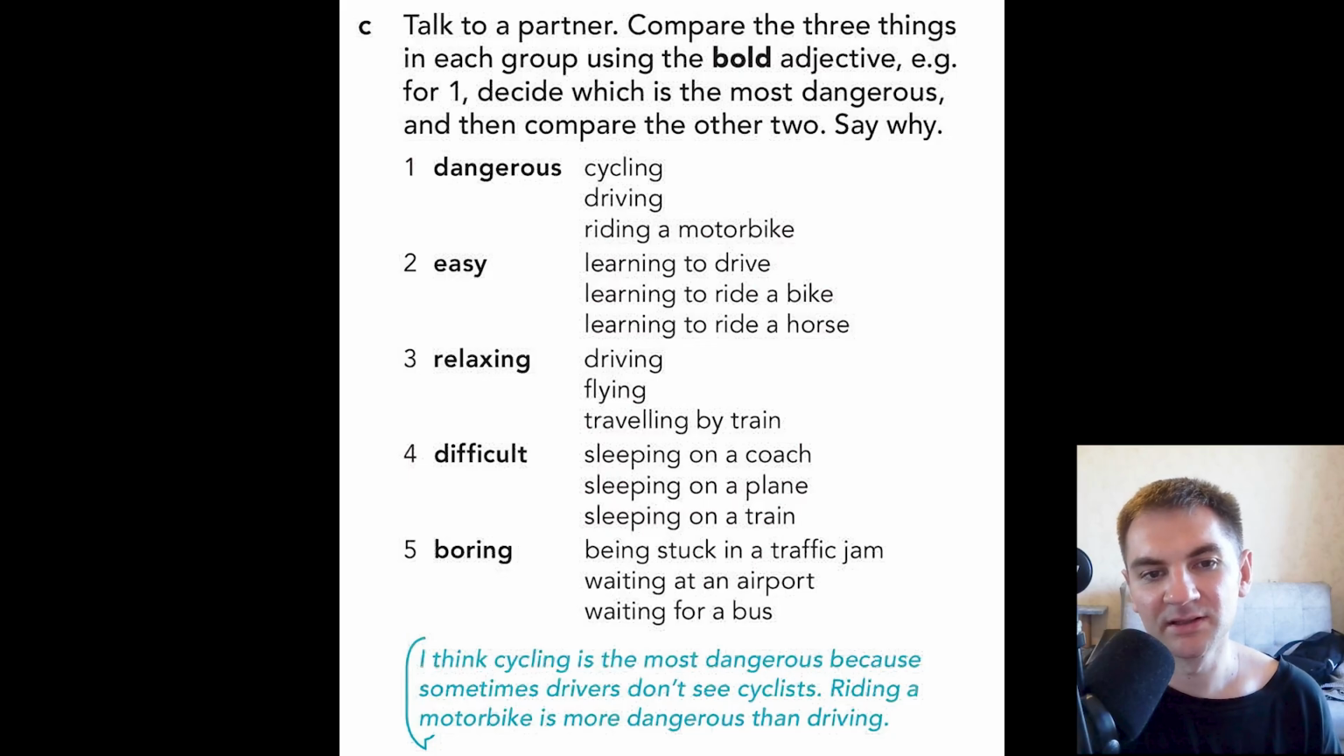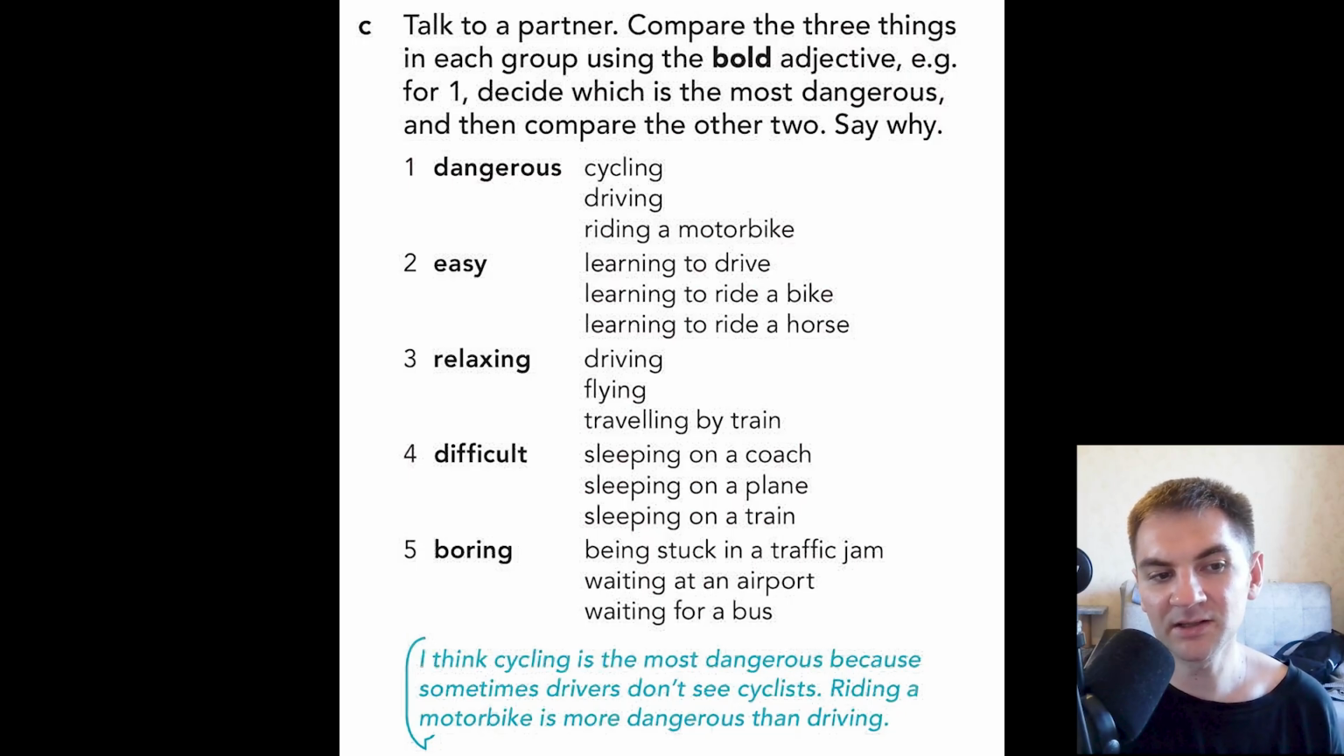Talk to a partner. Compare the three things in each group using the bold adjective. For example, for one, decide which is the most dangerous and then compare the other two. Say why. Okay, talk with yourself. For each group, use the bold adjective. First, decide which one is the most adjective, the number one, according to your opinion, of course. Then compare the other two. Say which one is more than the other. Always say why you think so.